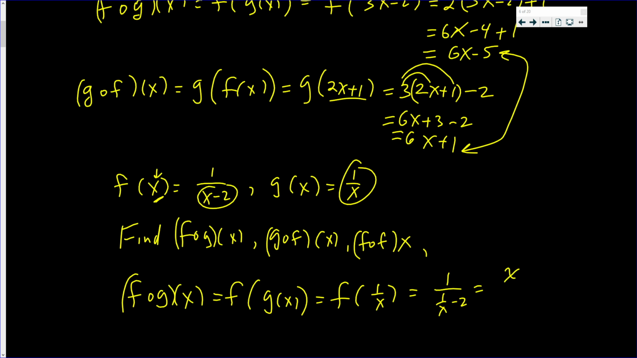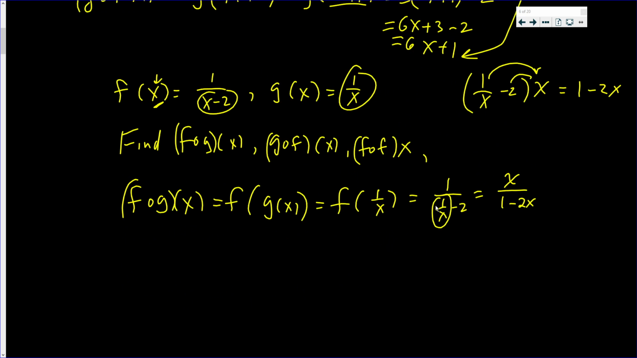I can multiply the top by x, and then the bottom by x to kill off the x in that bottom. 1 over x minus 2, 1 times x. 1 over x times x is 1, minus 2x. Okay, that is the fog of x.